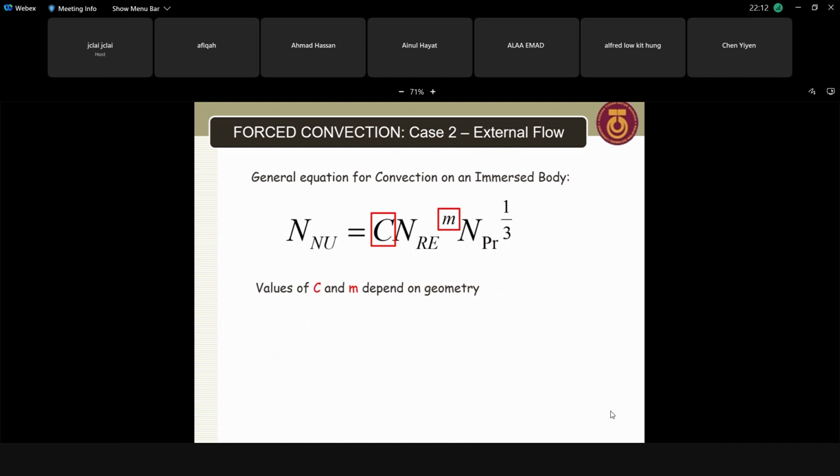This is a general formula for external flow, right? So this value of C and M depends on geometry, right? So you cannot run away. So your purpose is to get Nusselt number, because Nusselt number contains H. Then when you get Nusselt number, you'll be able to calculate H. So the value of C and M actually depends on the shape, the geometry of the surface, right?